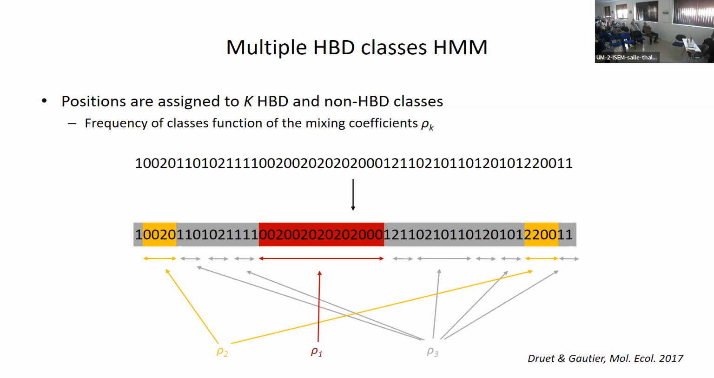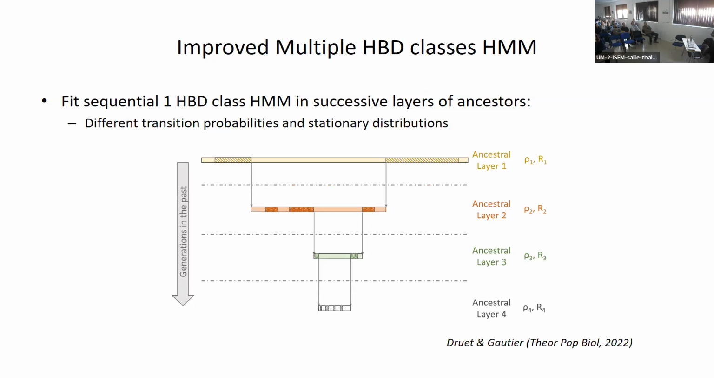And so also, this is not very important, but every class has its own frequency, a parameter that says how often we see segments from each class. And the last point is that recently we modified slightly our model to improve its statistical properties, and now we model different layers of ancestors. We start with the first layer, for instance, ancestors present 5 generations ago, and in that layer we will use a model with 2 classes as the original model. But then the positions that are not HBD can be HBD from older ancestors in the next layer, and so on.